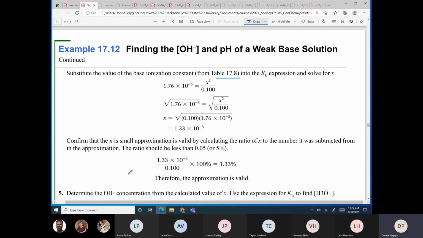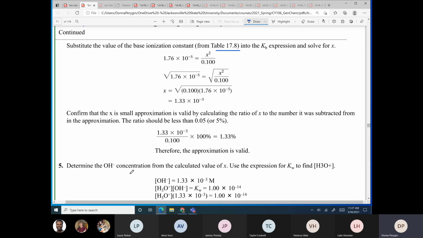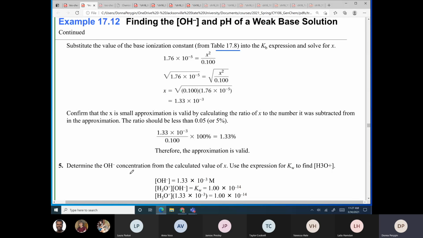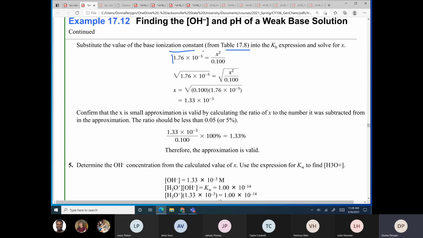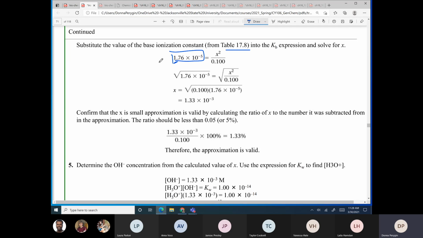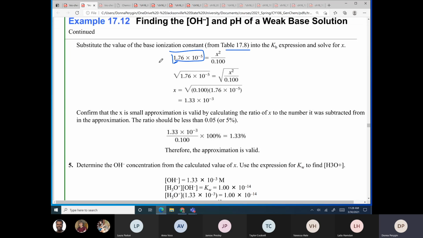If we want to check that our X is small approximation was valid, remember that in general, if your concentration is more than 3 orders of magnitude away from your K, then you can pretty much assume that your X is small approximation is valid.